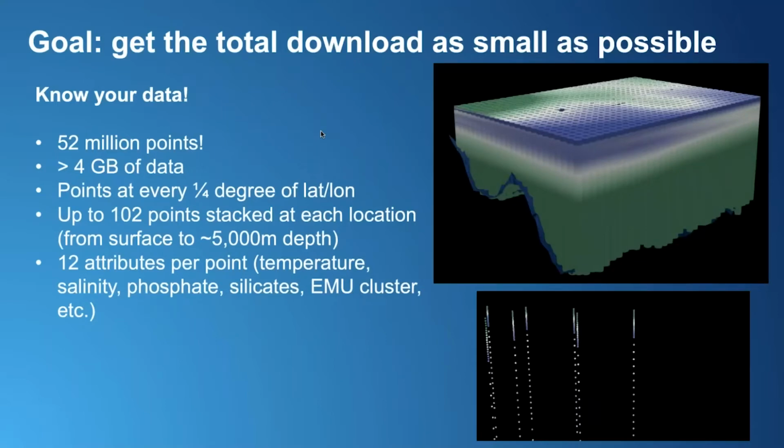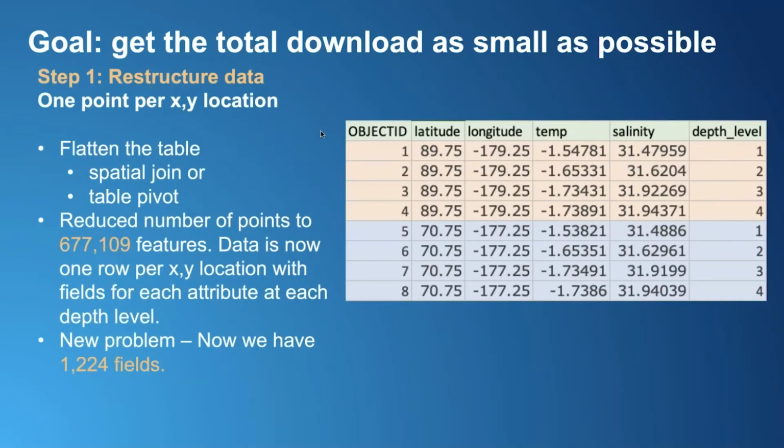I learned that this data consists of 52 million points, just enormous. And it's basically points located at every quarter degree of latitude and longitude, up to 102 different levels of depth, going down to 5,000 meters below at certain parts of the ocean. So in addition to that, we also have 12 attributes per point. So we have a massive, massive data set that's got a fine resolution. So the goal is to get this total download as small as possible.